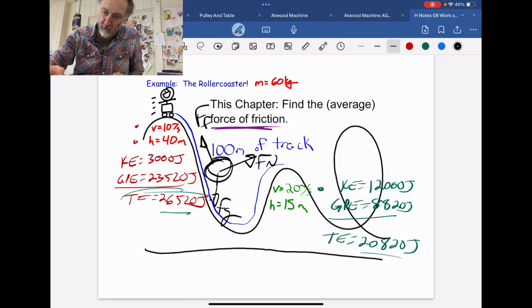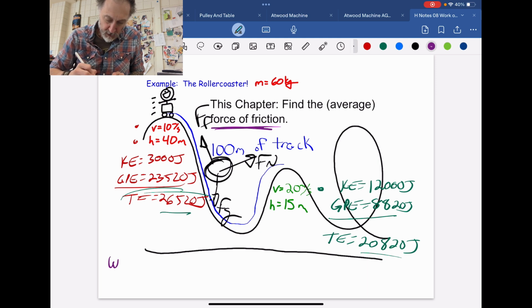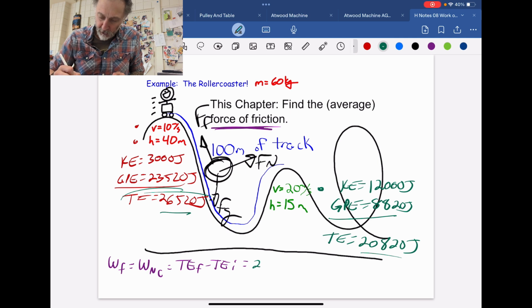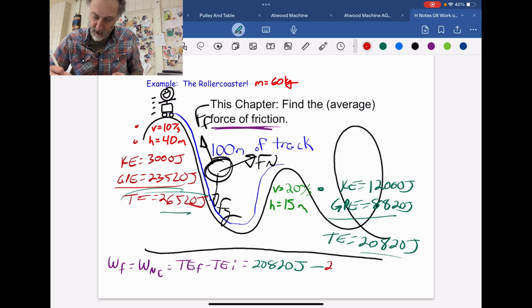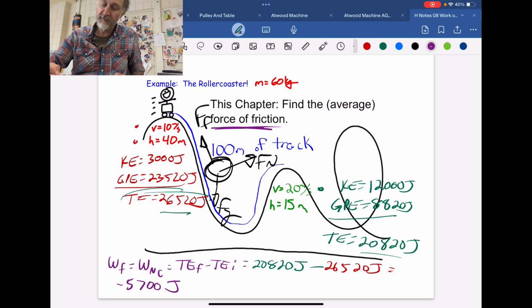So for this problem, here's what's going to happen. Check it out. We've got work of friction is the work of non-conservative forces. That's equal to my change in total energy. So that's TE final minus TE initial. So that's 20,820 joules minus 26,520 joules. And so you get negative 5,700 joules. And that's the work done by friction.